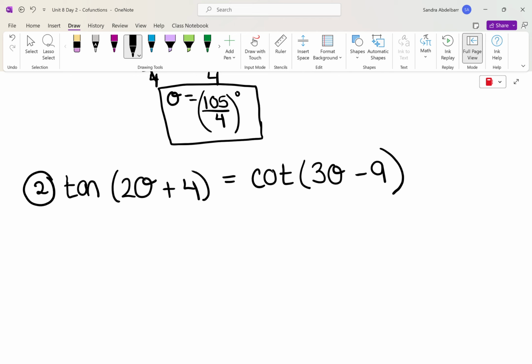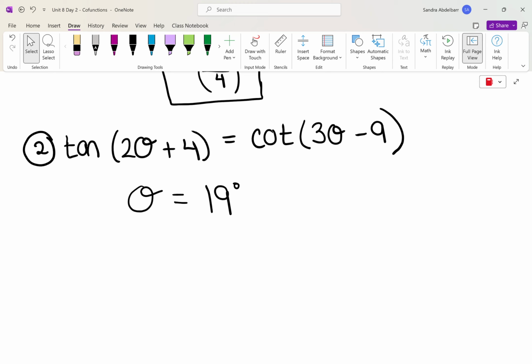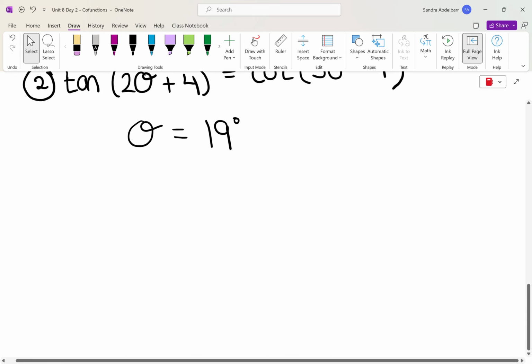All right, what'd you all get? 65 over 2. I did not get that. 19. Let's do it. Okay, so because these are cofunctions and they're equal, what do we know about their angles? Their angles have to be complements, right? Because they're cofunctions and they're equal, their angles have to be complements.